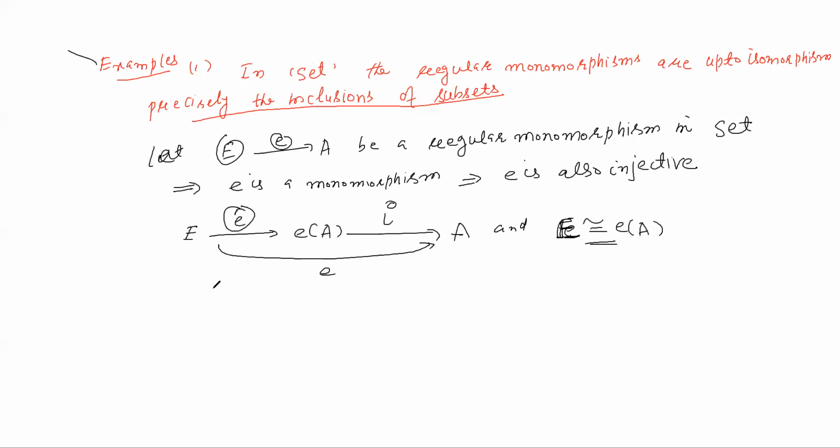Okay, that is, you have now this E cap composition I is E. Or you can say that E cap is E because this inclusion does nothing. So E is the inclusion up to isomorphism.